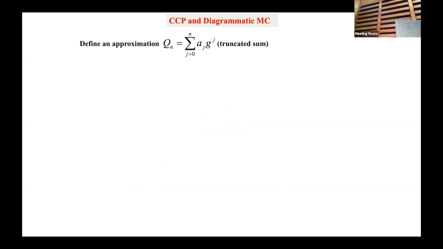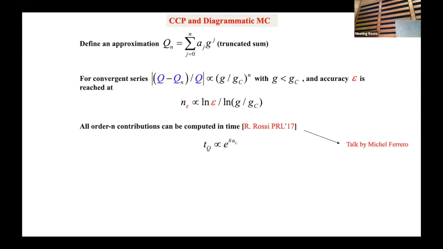Now let me explain why the entire setup solves the computational complexity problem, because I will approximate my quantity of interest by simply considering some truncation in my power series. And so if the series converges, then you can easily estimate the error bound. So the error bound is limited by the ratio of G over the convergence radius to some power n. So you immediately see that your accuracy bound improves exponentially with the diagram order. So once I give you some accuracy, you can immediately estimate that I have to go to sufficiently large n, but I don't have to go any further.